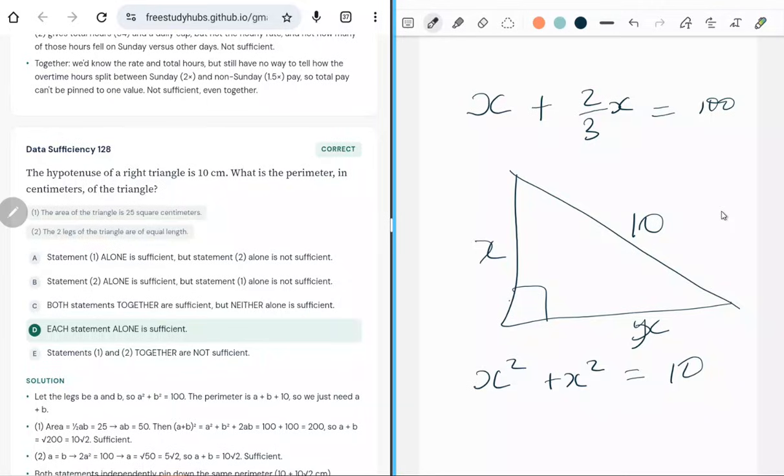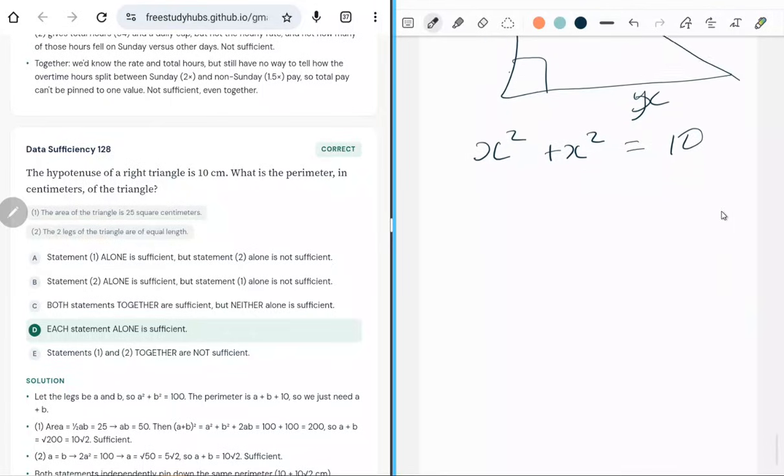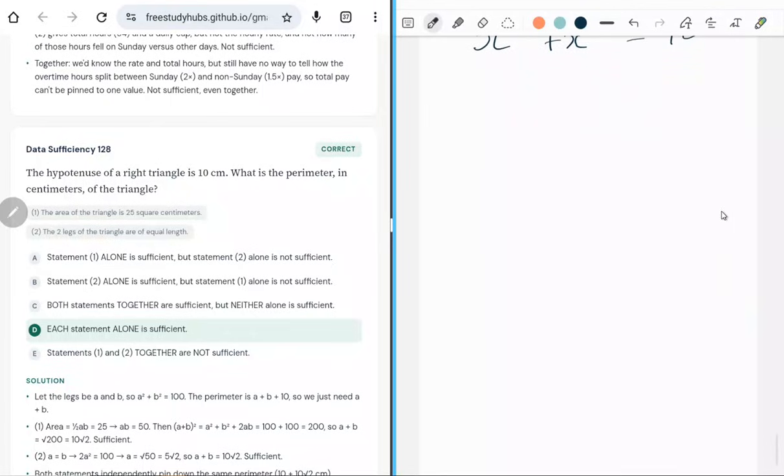We find s and find the perimeter. The perimeter is s plus 10. But in that statement 1, look at the statement 1 this way. The statement 1 says that the area is 25 square.